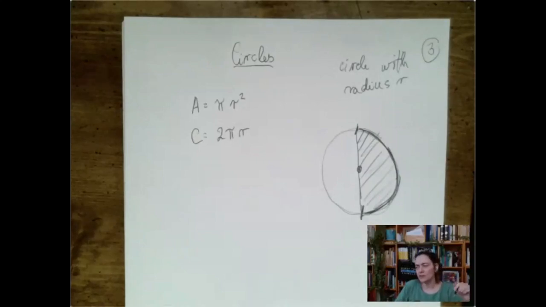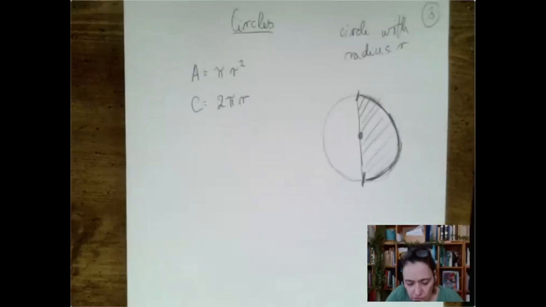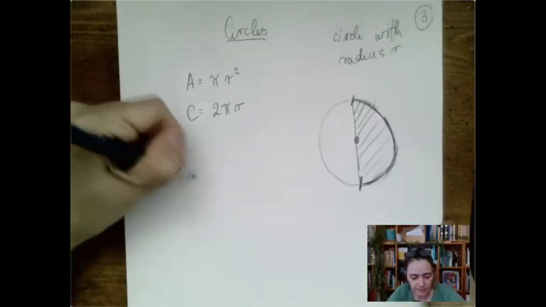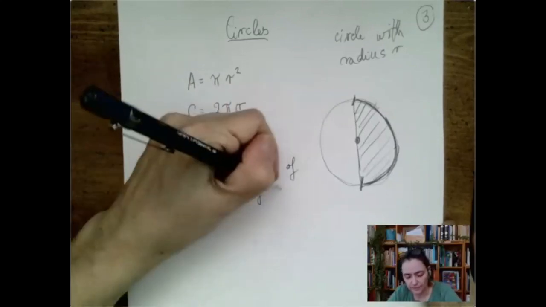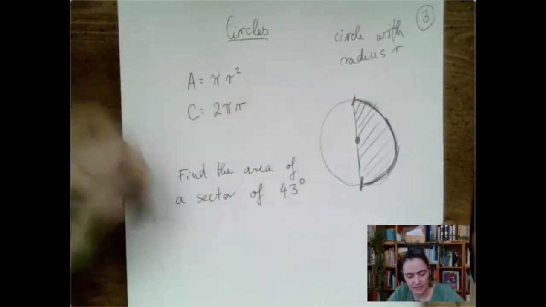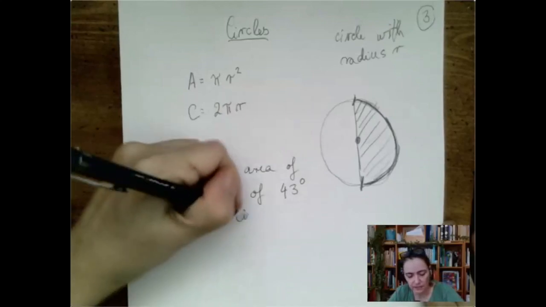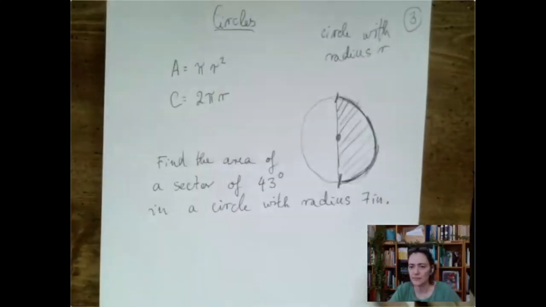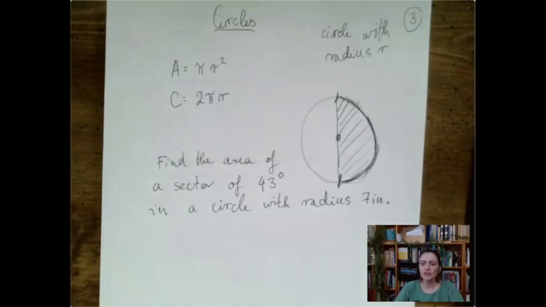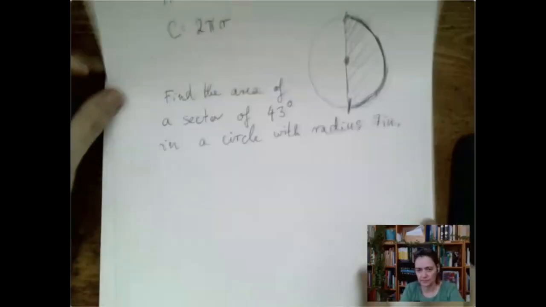So there are going to be two very basic questions asked of you, namely: find the area of a sector of 43 degrees in a circle with radius 7 inches. Now, I know you can do this, but I just want to show you a really quick way, because it's just a matter of ratio problems, but you do not have the time to set up an unknown and draw a little table or whatever. You need to speed up that ratio problem. So let me show you how I do it.